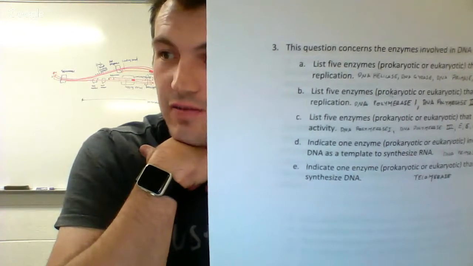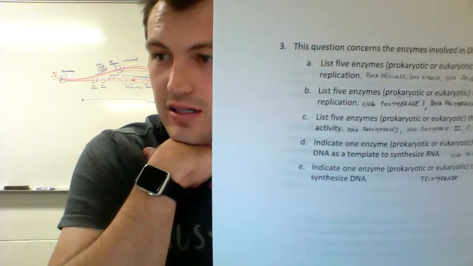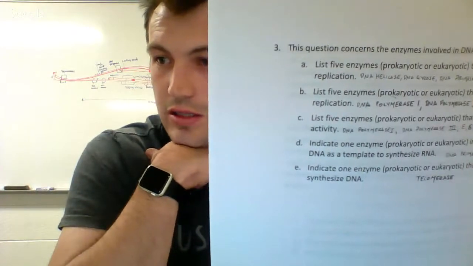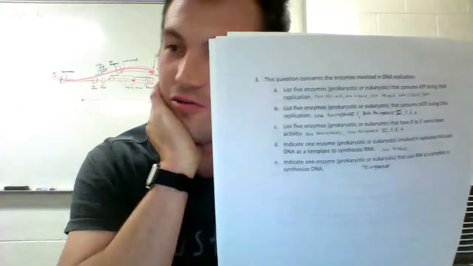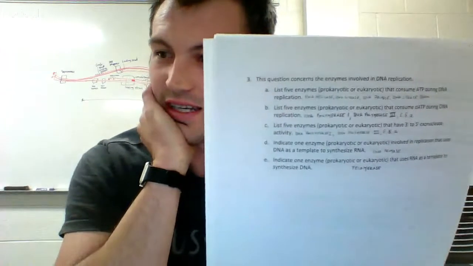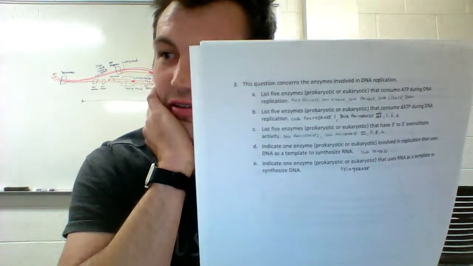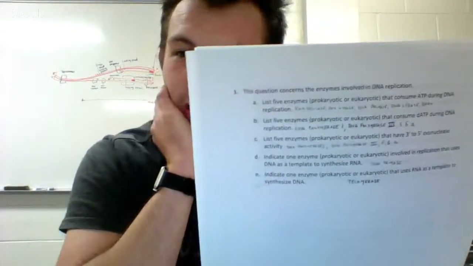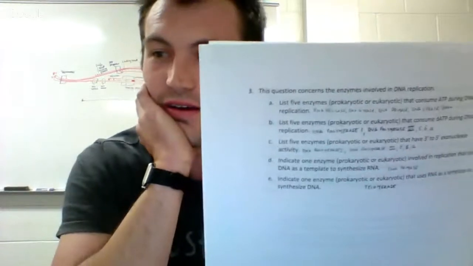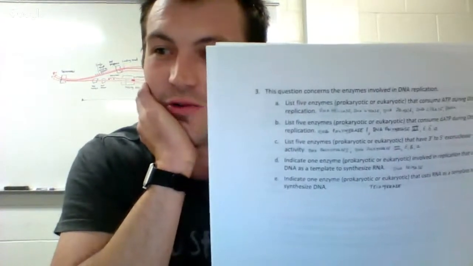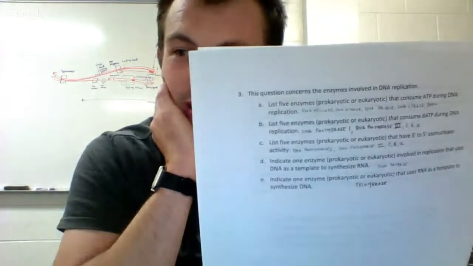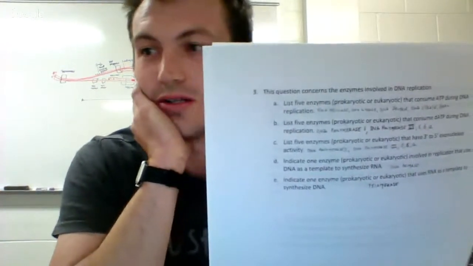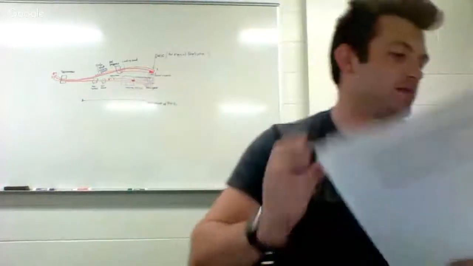C, the 5 enzymes that have 3' to 5' exonuclease activity. We got DNA polymerase. Let me look real quick, sorry. DNA polymerase 1, DNA polymerase 3, epsilon, delta, and alpha as well. D, indicate 1 enzyme involved in replication that uses DNA as a template to synthesize RNA. We got DNA primase. And then E, for the last one, indicate 1 enzyme that uses RNA as a template to synthesize DNA, and we got telomerase. That's for 3.